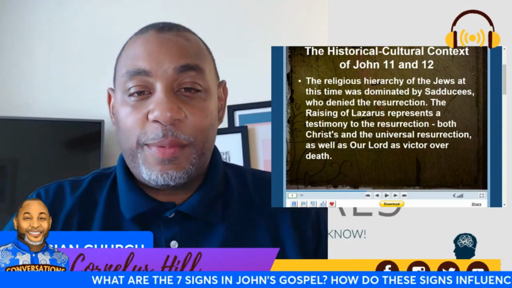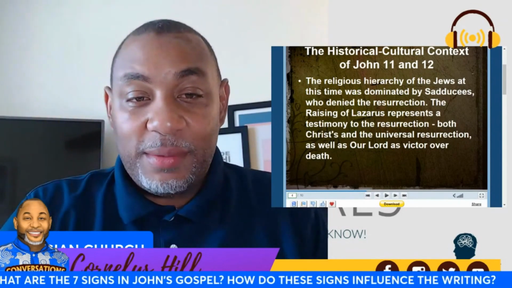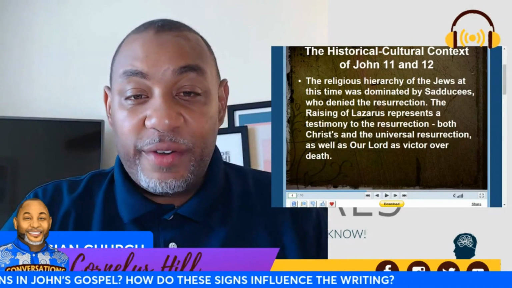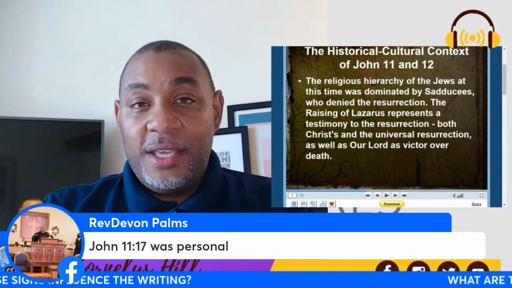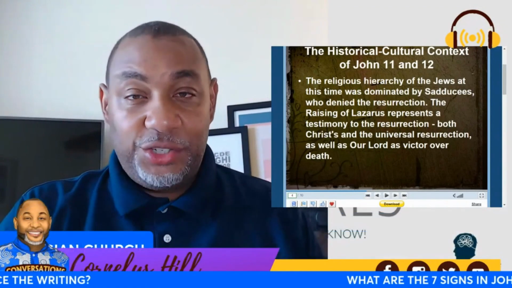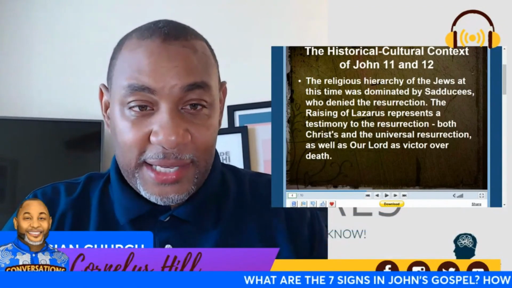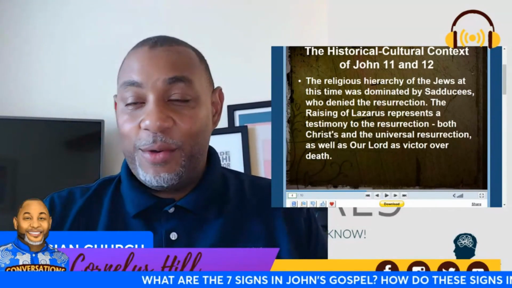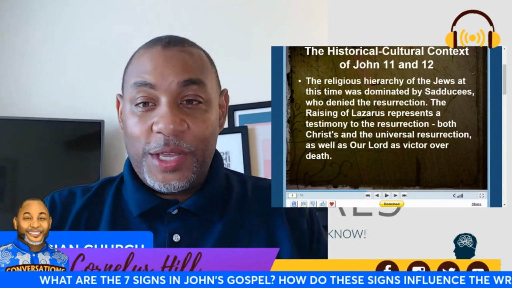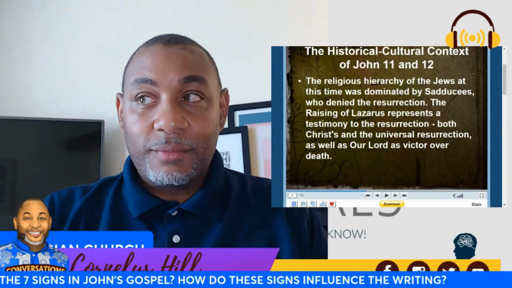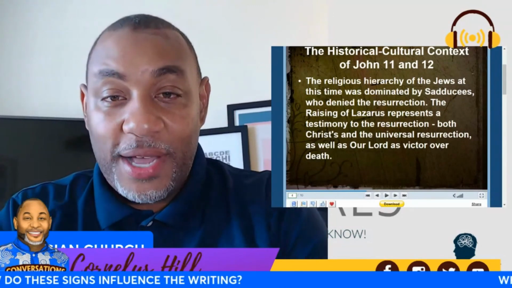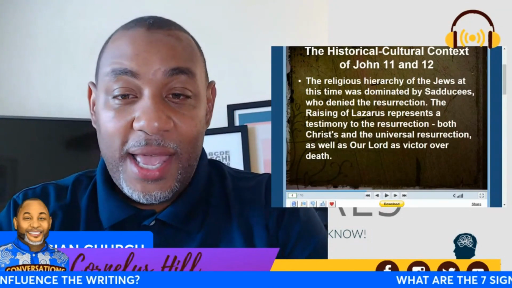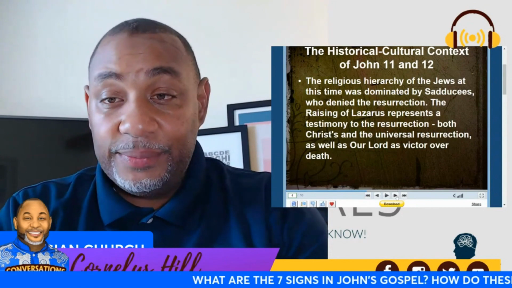The raising of Lazarus represents a testimony of the resurrection, both Christ and the universal resurrection, as well as our Lord and Savior's victory over death. So some put some things in context. You do not ever want to study things out of context. And having this in your life will help bring you to a great understanding, if you will allow me to say, what the historical context is around Lazarus and how it plays a vital role in today's lesson.